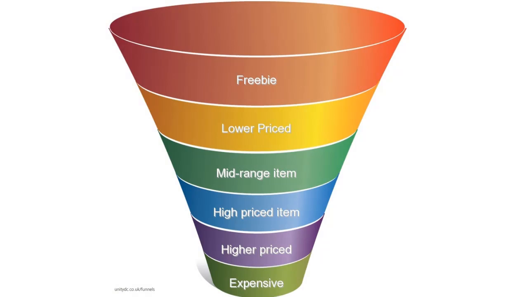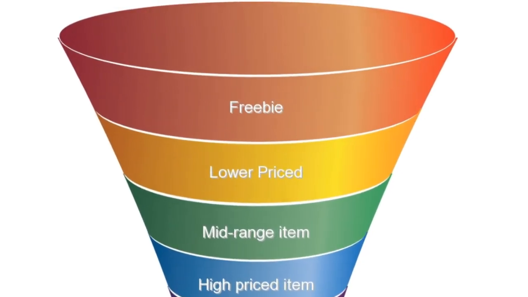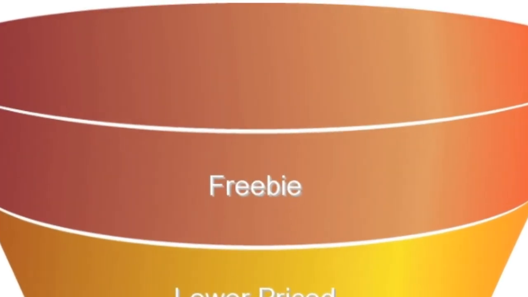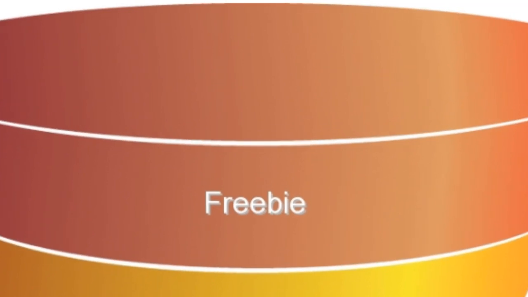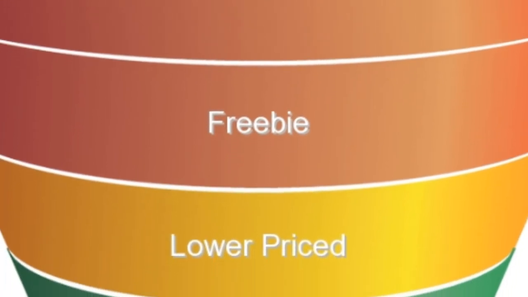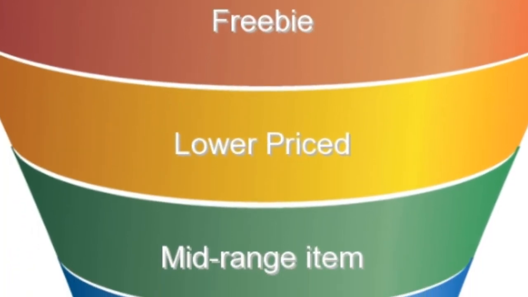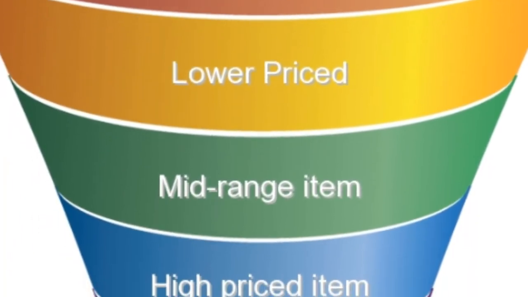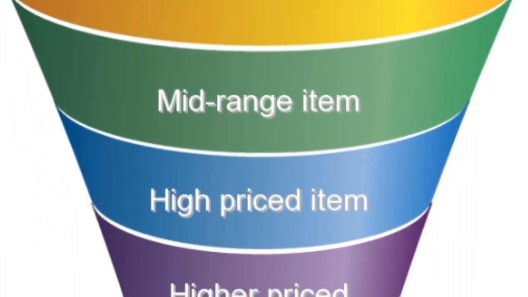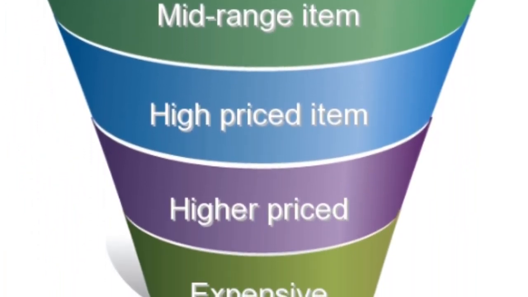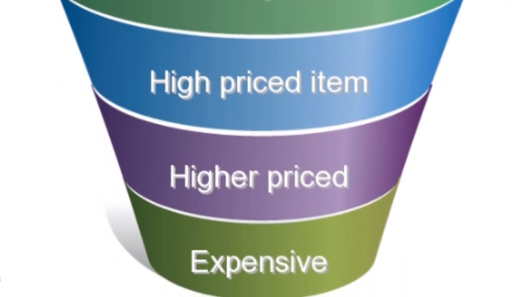Now let's just take a look at a typical sales funnel. You're going to start off at the top of the sales funnel with a freebie, a free giveaway to get people to sign up to your mailing list. Then you're going to sell them a lower priced item, then a mid-range item, then a higher-priced item, and then finally a very expensive item or an expensive service.